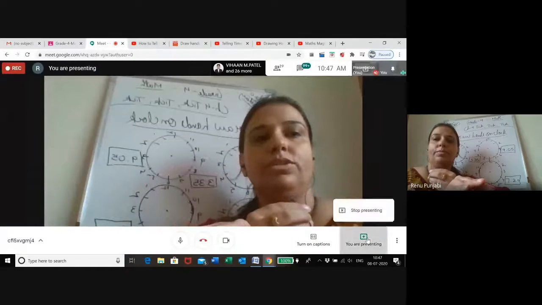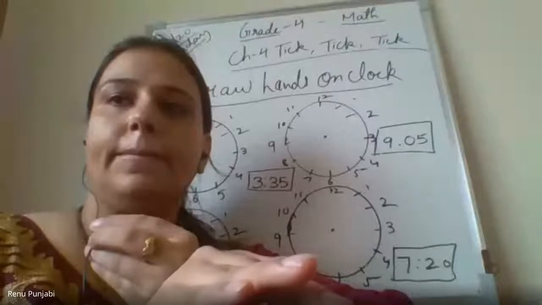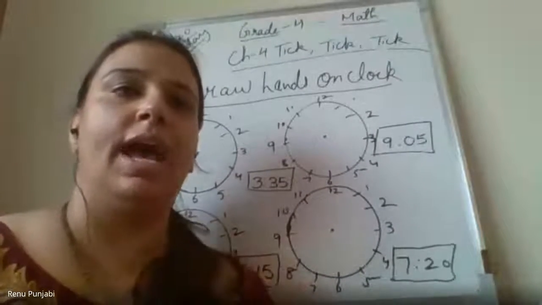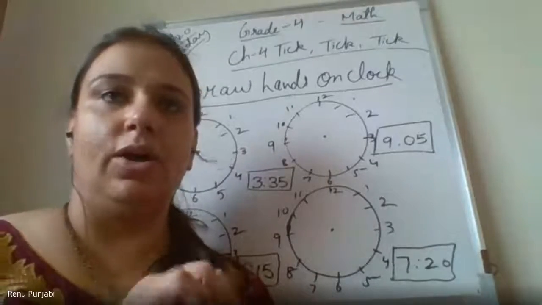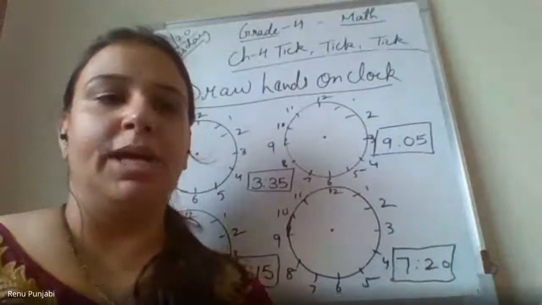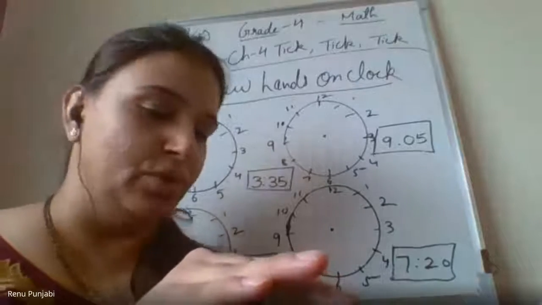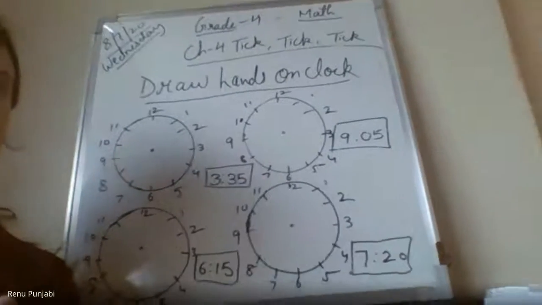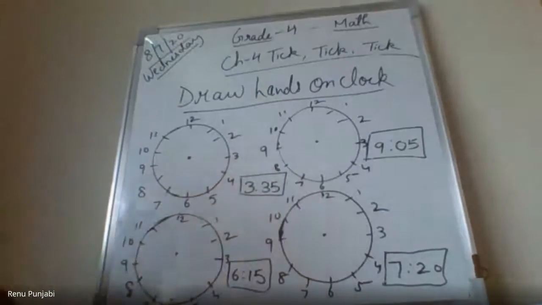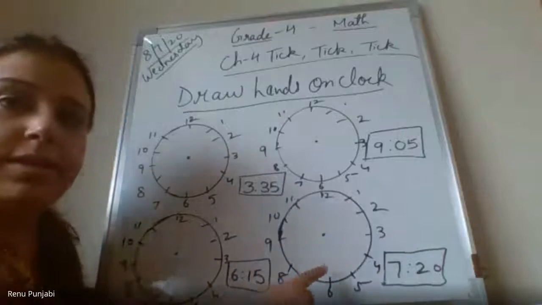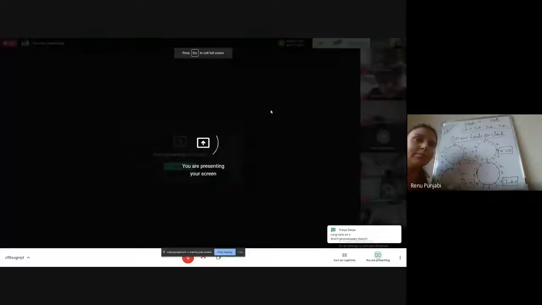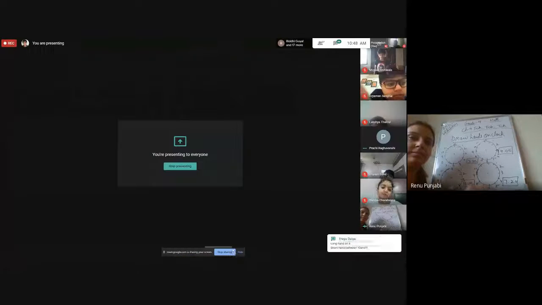So now please switch off your microphone. Okay. So now we have learned how to draw the hands in the clock. Yes, ma'am, it's visible. Now children, this is your home task. Draw 4 clocks, and the time is given here.